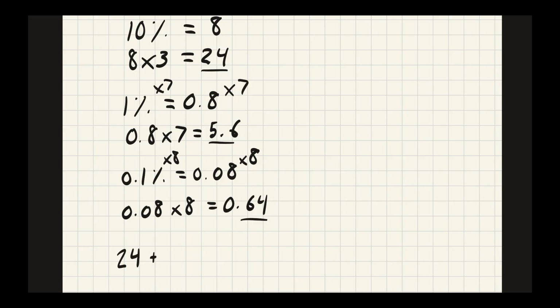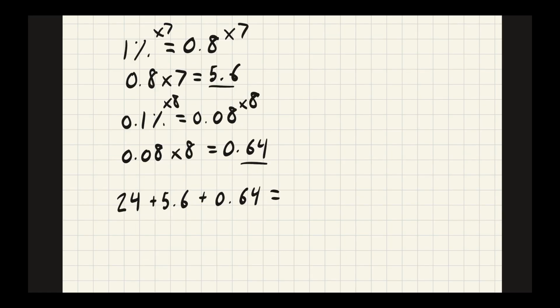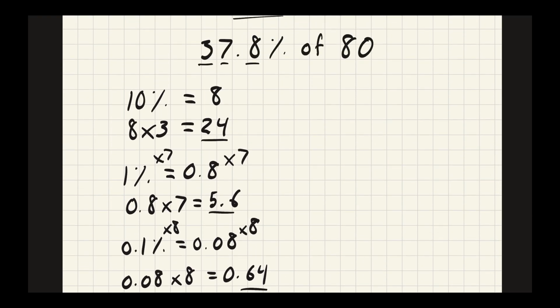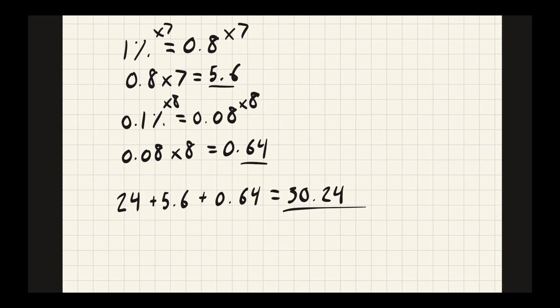24 plus 5.6 plus 0.64. And this all equals 30.24. Now, just to double check that I'm not lying to you, go ahead and multiply 80 by 37.8% in your calculator right now. I'll do it with you. 80 times 0.378, and yes, we in fact get 30.24.